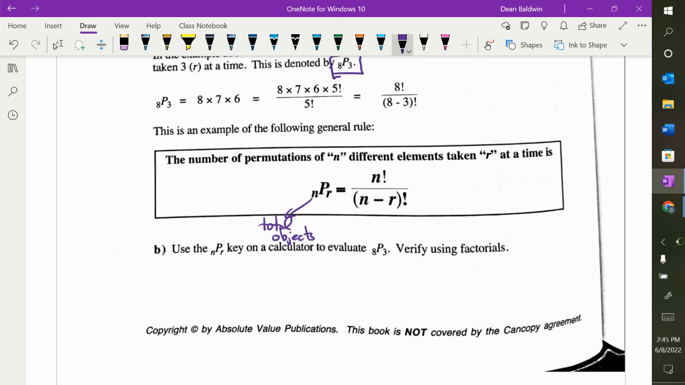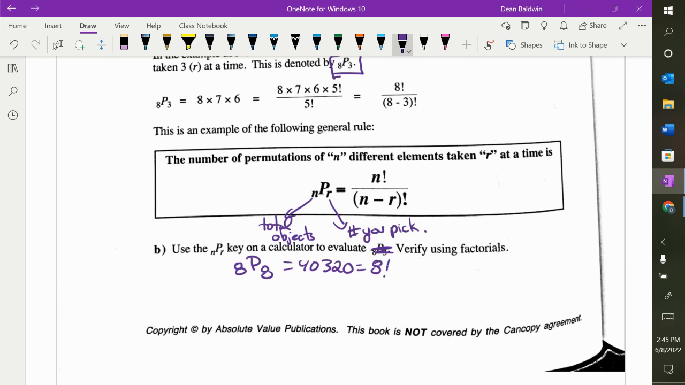So that's total objects, your N value. R is the number that you're picking. You're going to learn what 0 factorial is right now. If I have 8 objects and I want to pick 8, so it's 8P8, if you put that in your calculator, you're going to get 40,320, which is 8 factorial.